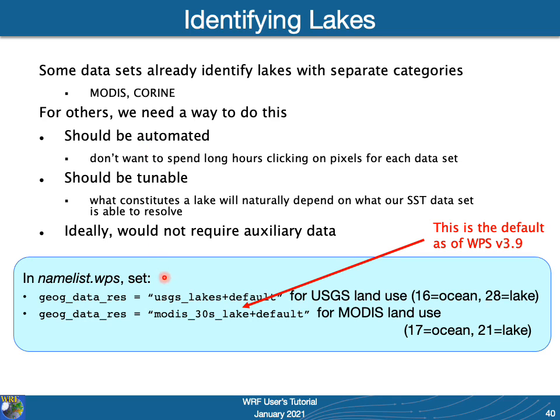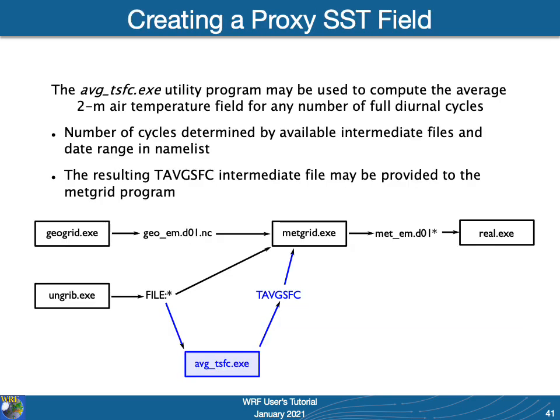It's worth pointing out that the default land cover dataset in WRF version 3.9 and later is this MODIS land cover dataset at 30 arcsecond resolution that does contain a separate lake category. So as long as you're working with a sufficiently new version of the WPS, there's nothing special that you need to do to get a special lake category. So if we're using a new enough version of the WPS, we don't need to worry about getting a separate lake category, and we can turn our attention to a method by which we can construct a proxy for the SST field to be used only over inland water bodies.